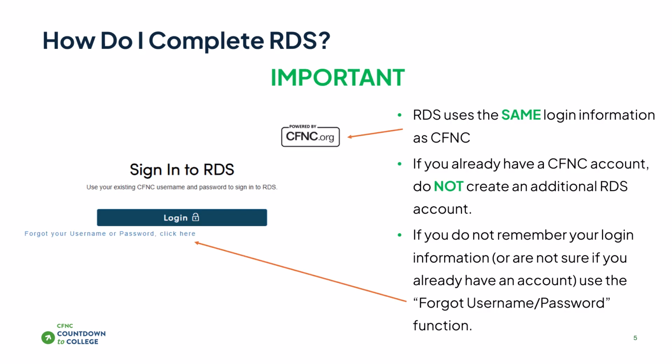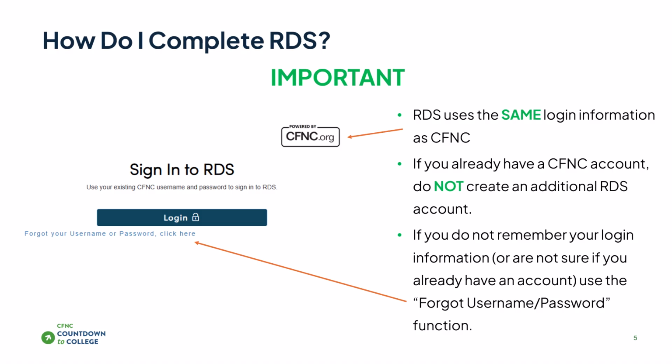So yes, RDS uses the same exact login information as the CFNC.org website. If you already have that account, that means you do not need to create an additional RDS account. You'll just log in using the existing CFNC username and password that you already have.